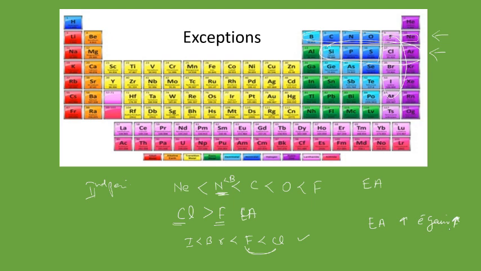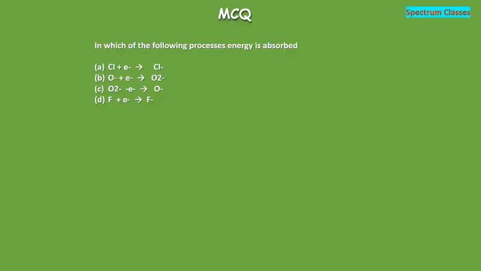Electron gain tendency increases. Electron gain means they get reduced, therefore they have a high tendency to reduce and more tendency to oxidize the other elements. So oxidizing tendency increases as electron affinity value increases. Now we have some MCQs.